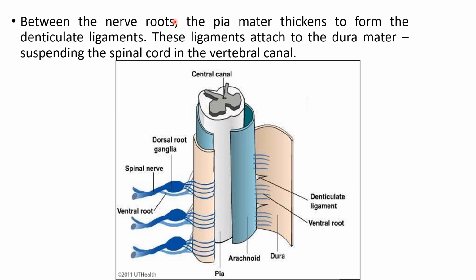Between the nerve roots, the pia mater thickens to form denticulate ligaments. These ligaments attach to the dura mater, suspending the spinal cord in the vertebral canal. These are spinal nerves coming out of the spinal cord. In between you can see the ligament. That is called a denticulate ligament. It is formed by thickening of pia mater. So it attaches the spinal cord to the dura mater. Thus, the spinal cord is suspended within the vertebral canal with the help of the denticulate ligament, formed from thickening of pia mater.